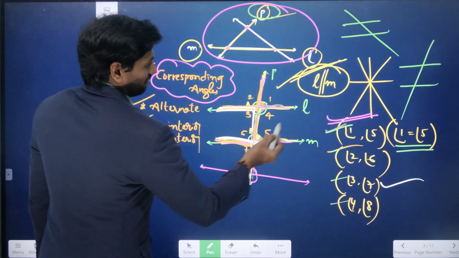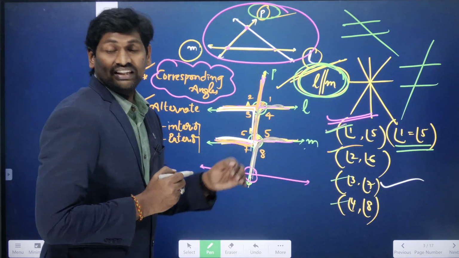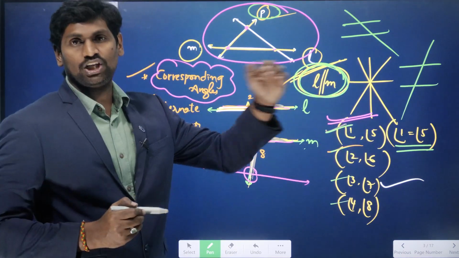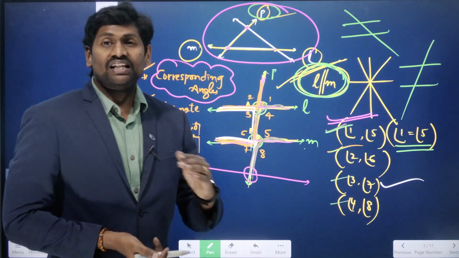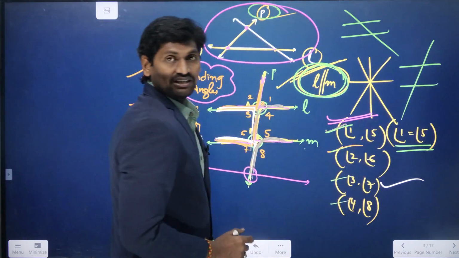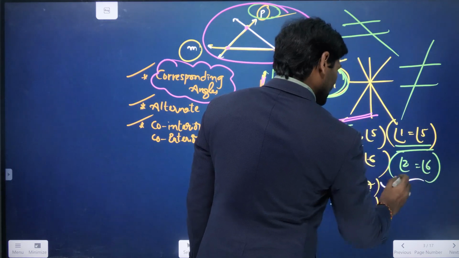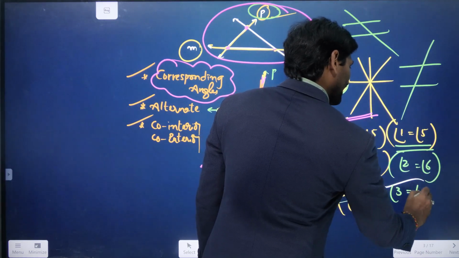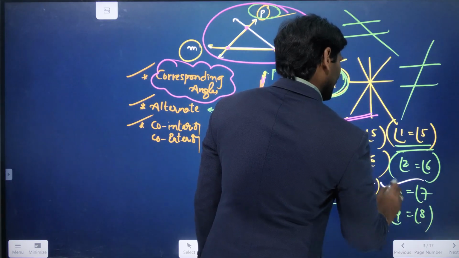That means if L and M are parallel lines, the corresponding angles are equal. That means angle 1 equals angle 5, angle 2 equals angle 6, angle 3 equals angle 7, and angle 4 equals angle 8.